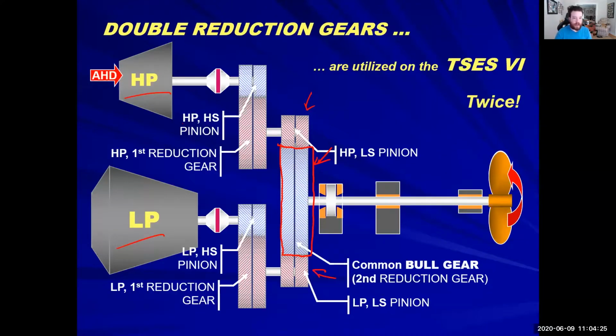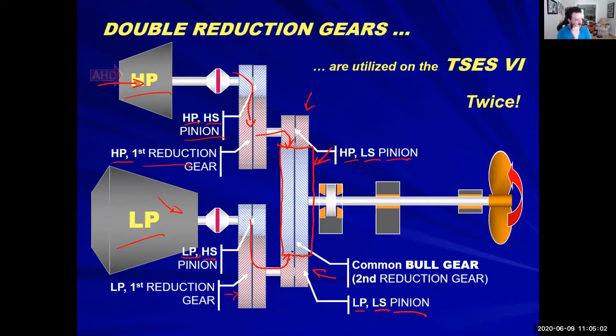We'll talk about how that's happening in a second. But if we look at it, we have our high pressure, high speed pinion. We go to our high pressure first reduction gear, which leads us to a high pressure, low speed pinion. And then we go to our common bull gear. Same thing over here. We have our low pressure, high speed pinion, goes to our first reduction gear. Then we have our low pressure, low speed pinion, goes to our bull gear. So our head steam will go through our HP turbine and our LP turbine, and energy will go through and go to our bull gear.